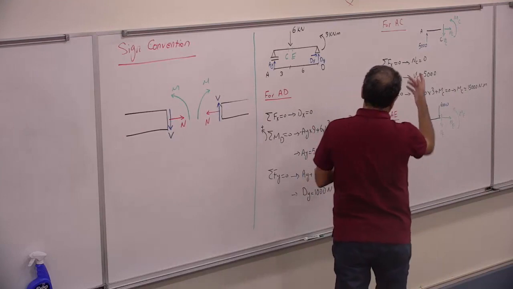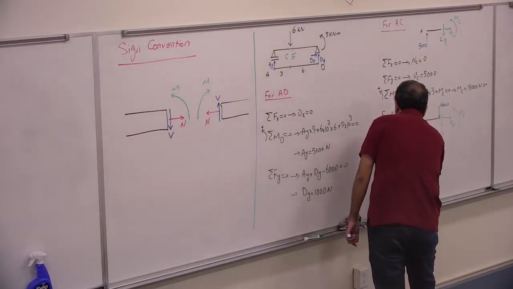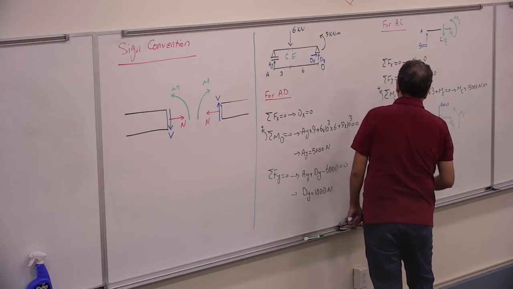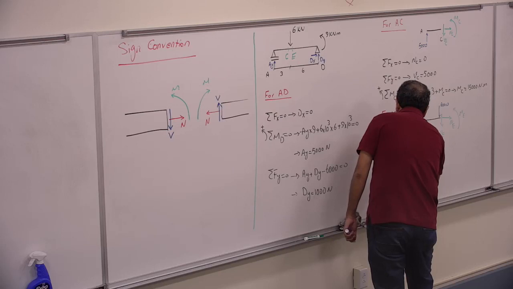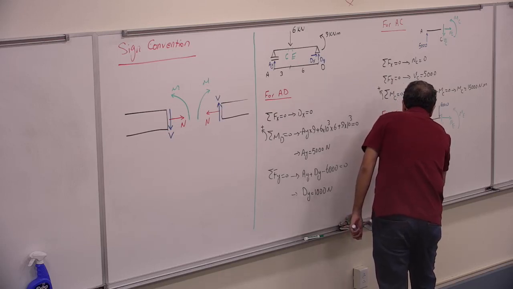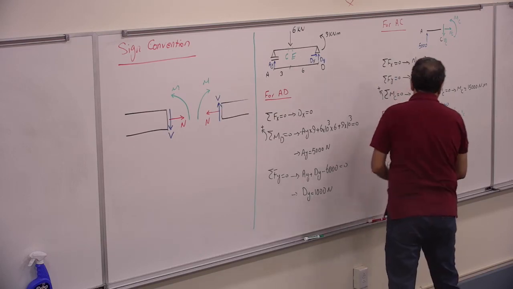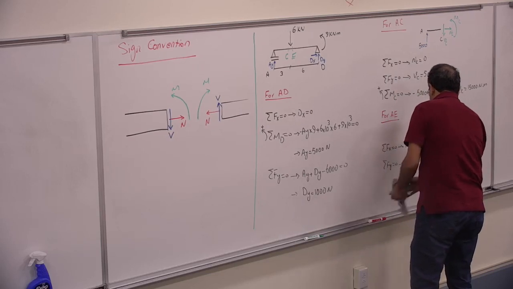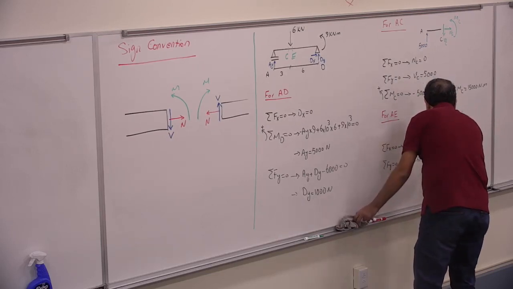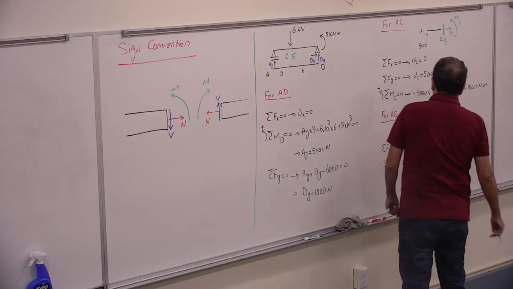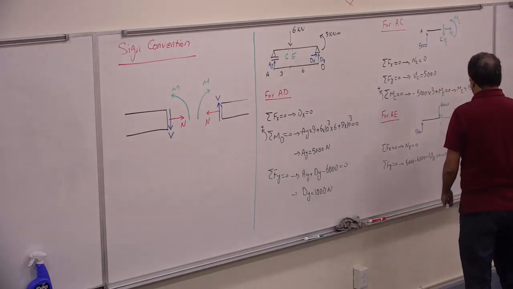It's similar for that one, the sigma of Fx again is 0, the NE is 0. Sigma of Fy is 0. This time I have 5,000 minus 6,000 minus VE is 0. Therefore, the VE would be negative 1,000.